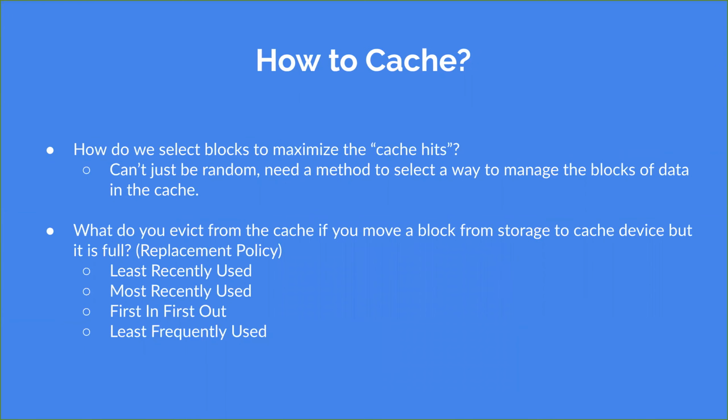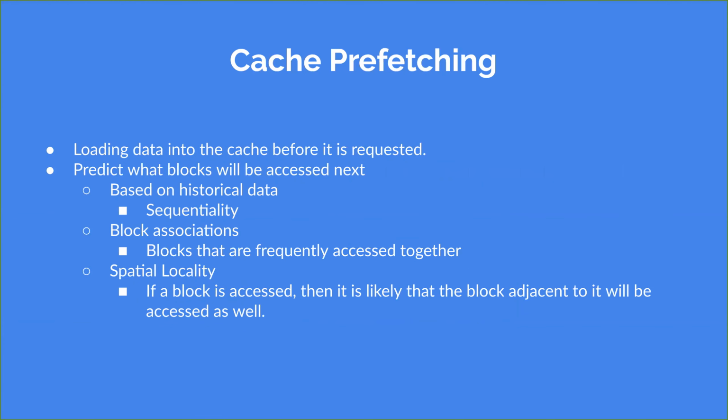Now, how do you cache? How do you select the blocks to maximize the cache hits? It can't just be random. So we use multiple replacement policies such as least recently used, most recently used, first in, first out, and least frequently used. But what do you mean by cache prefetching?